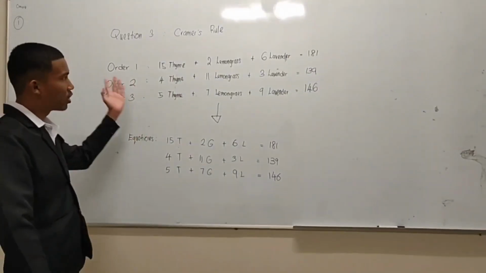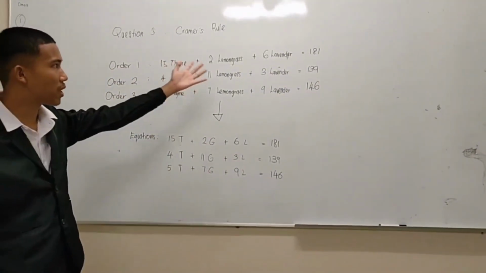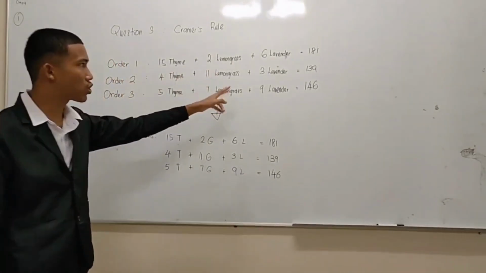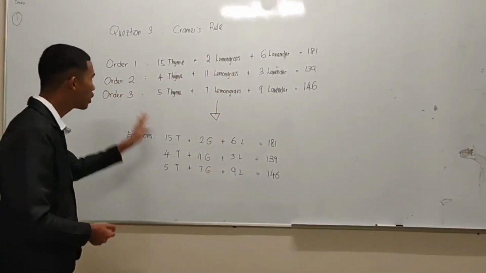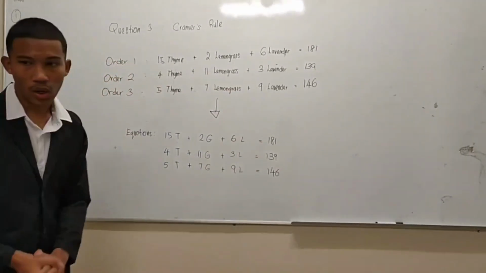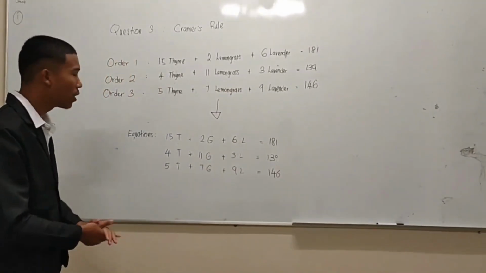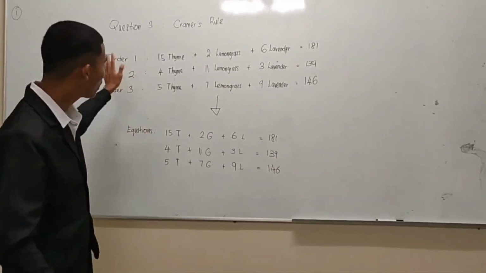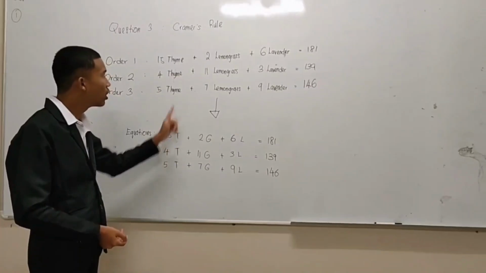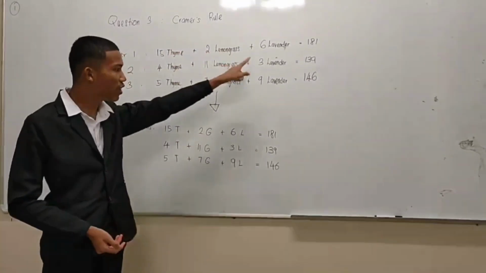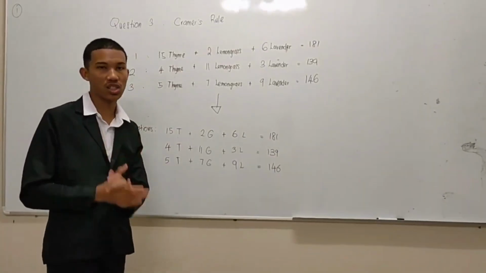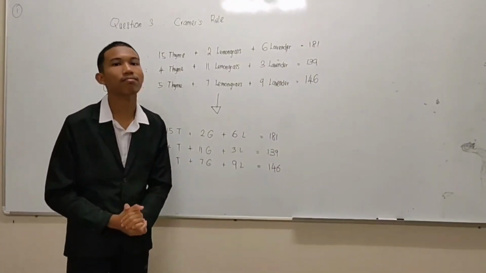So for the first order, we need 5 thyme plus 2 lemongrass plus 6 lavender. For order 2, 4 thyme plus 11 lemongrass plus 3 lavender. And for the third order, 5 thyme plus 7 lemongrass plus 9 lavender. And then the question asked us to make the equations. So we transfer this data into equations, and thyme we use t, lemongrass we use g, and lavender we use l. And we make these equations, and this is how we answer question A.